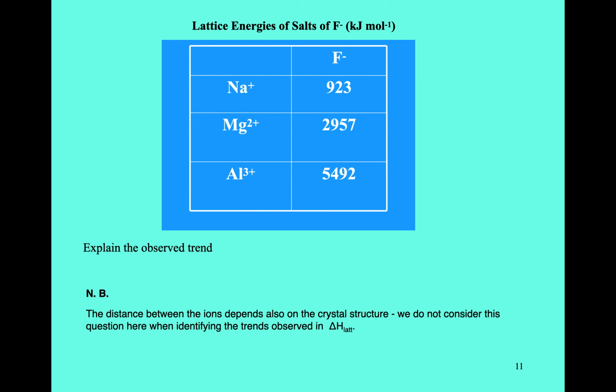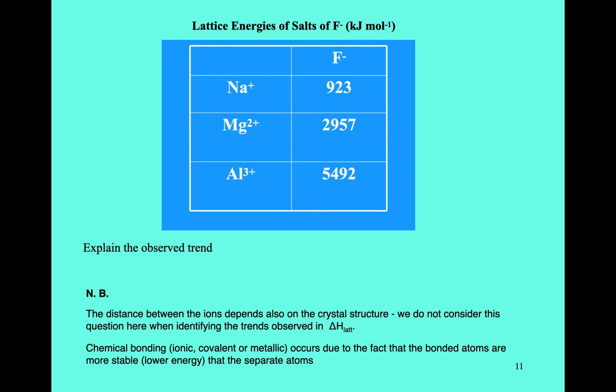A couple of extra notes here. Distance between the ions depends on the crystal structure. We don't really talk about this at A level anymore, but there are different ways of arranging ions within a crystal structure, and that will affect how close they can get together. Okay? We don't really take that into account.